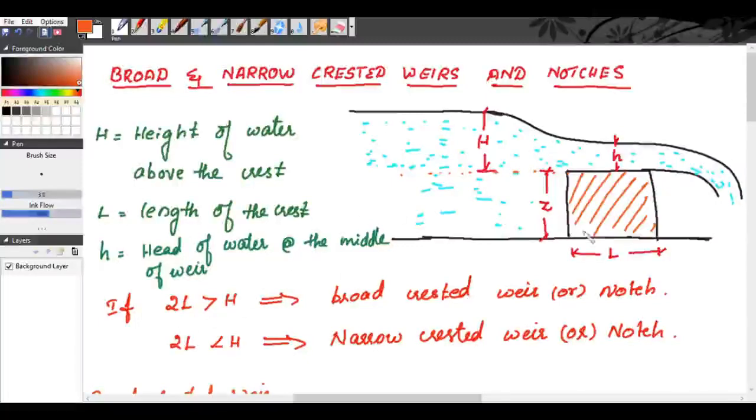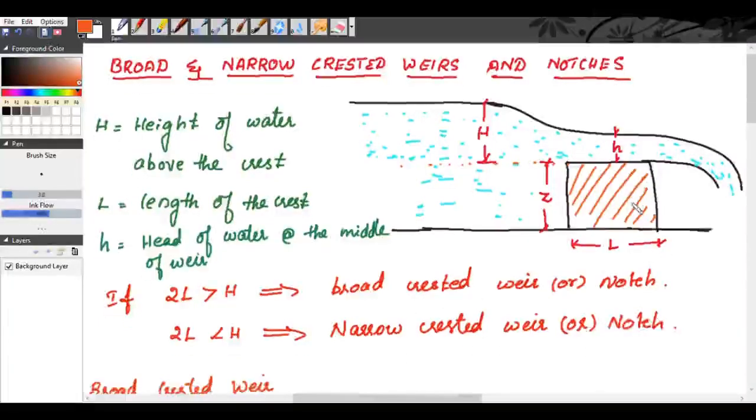L is the length of the crest. If 2L, 2 times the length of the crest, is greater than h, the water above the crest, we call it a broad crested weir. And if 2L is less than h, we call it a narrow crested weir or notch.